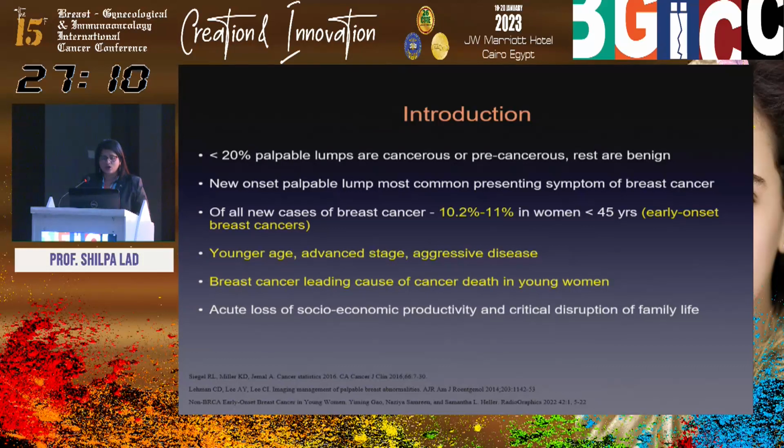This is an acute loss for the socio-economic productivity and a critical disruption of family life. When a woman of the family dies, the entire family crumbles. Therefore, it is so crucial that we understand this problem and we deal with this problem.